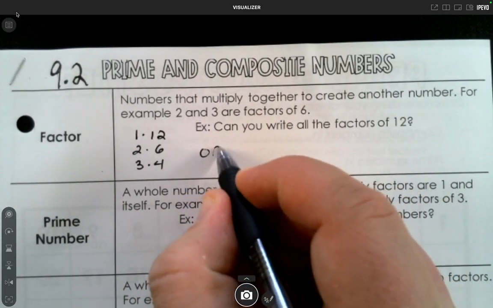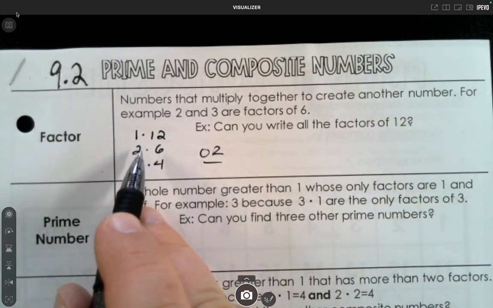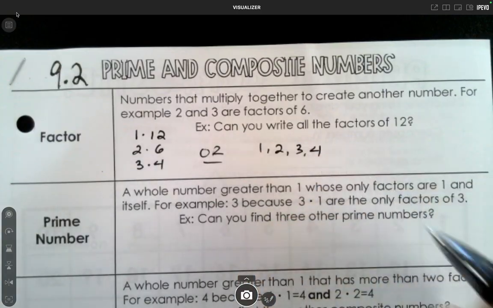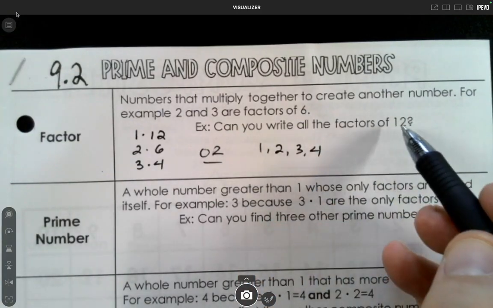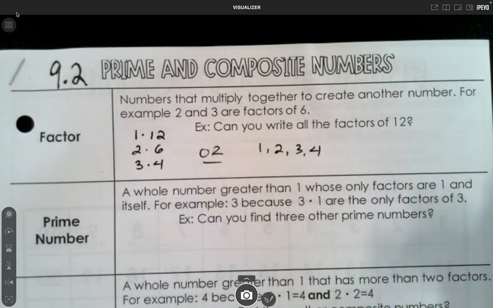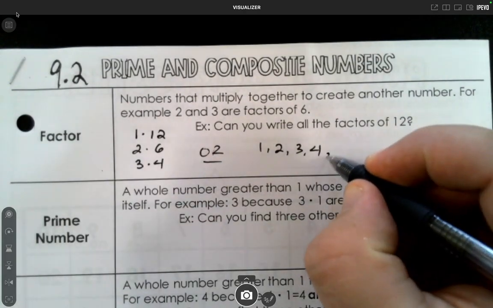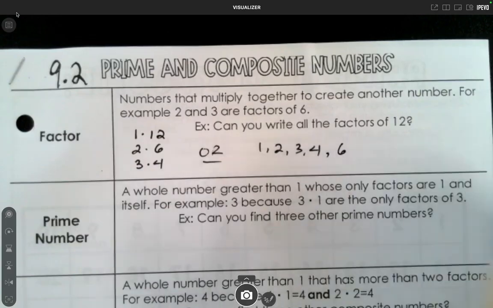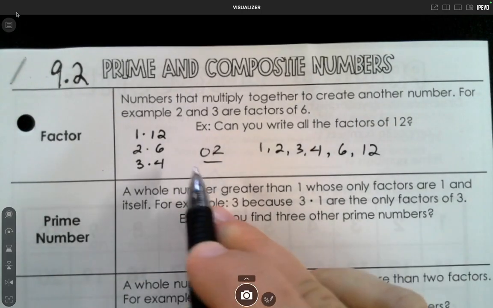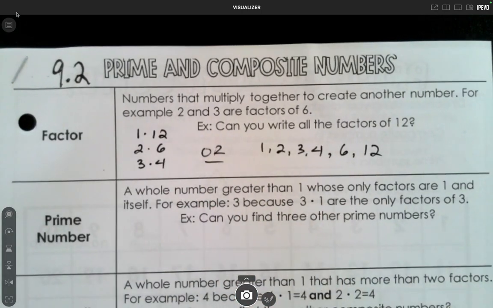But another way you can, if you want to, is just write them in order and say, okay, 1, 2, 3, 4. Because I could say, does 1 go into 12? Yes. Does 2? Yes. 3? Yes. 4? Yes. 5 doesn't. So I'd skip 5. 6 goes into 12. 7, 8, 9, 10, 11 don't. But obviously 12 can go into itself. So you can do either one of these forms and get full credit for that.